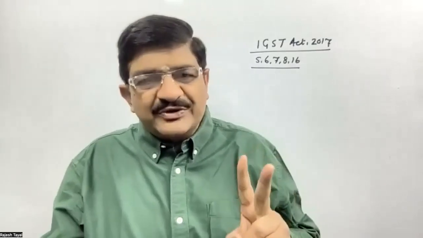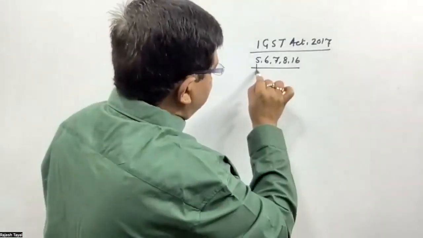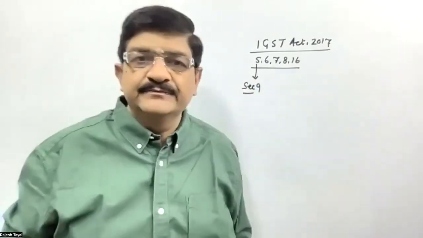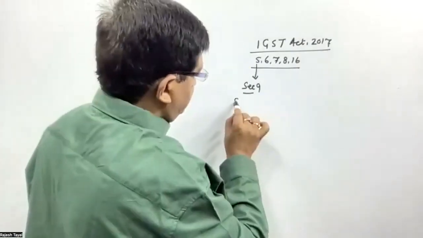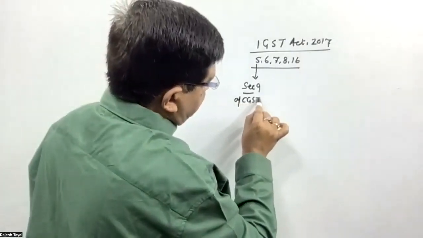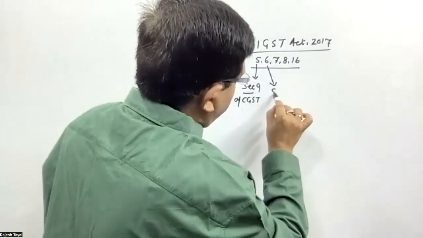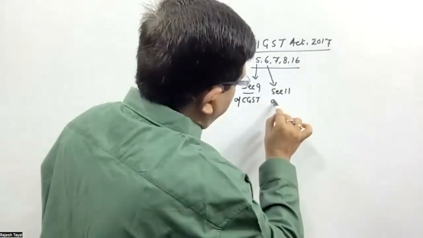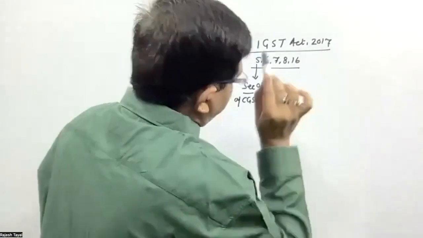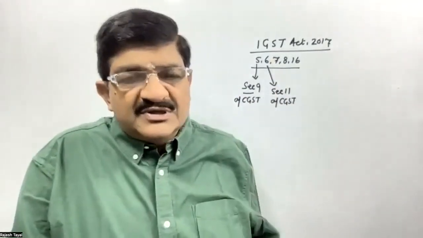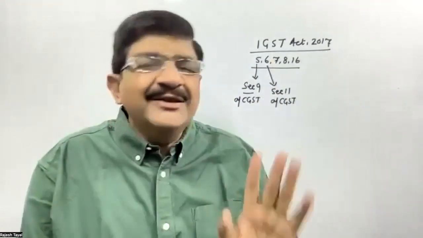And out of those, 2 sections we can do immediately. Section 5 is a replica of Section 9 of the CGST Act, except for minor variation. Okay. And Section 6 is equivalent to Section 11 of the CGST Act. Almost the wording is also the same. Some minor variation here and there, otherwise everything remains the same.